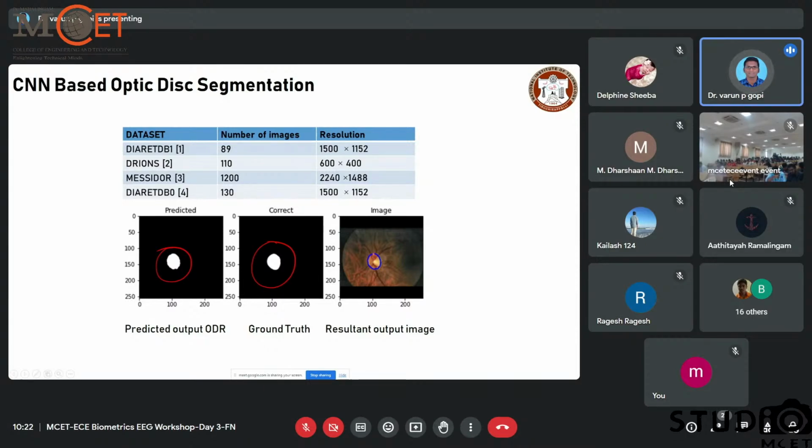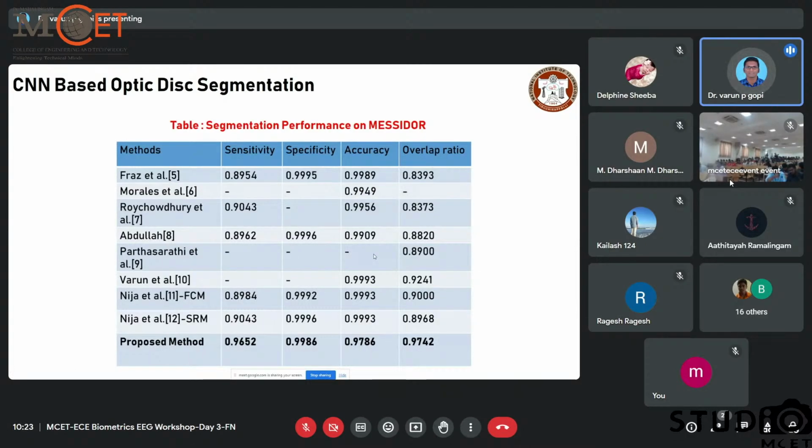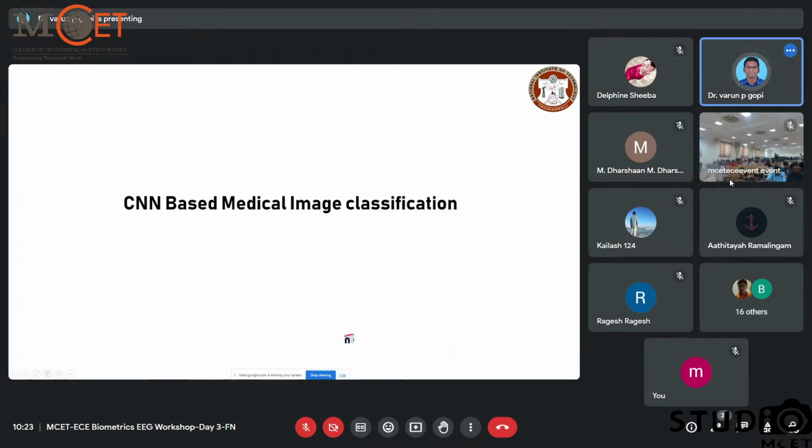So we have used 4 sets of data sets, and we have obtained some results in terms of sensitivity, specificity, accuracy, and overlapping ratio. Overlapping ratio is how much overlap there is between the ground truth and the predicted value. So here you can see that we are getting an overlapping ratio of 97% and an accuracy of 97.86 for this data set.